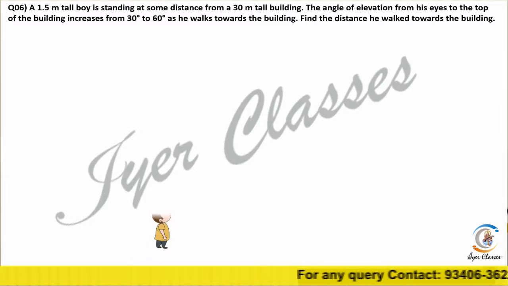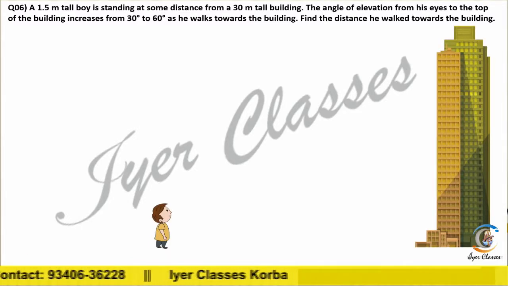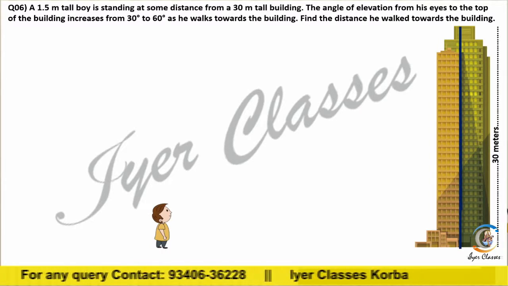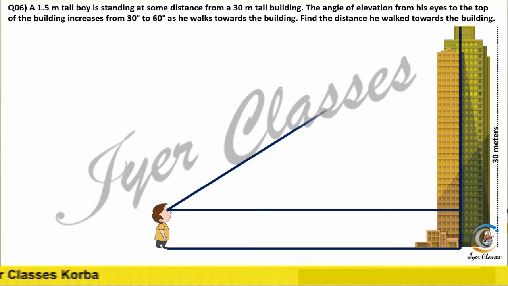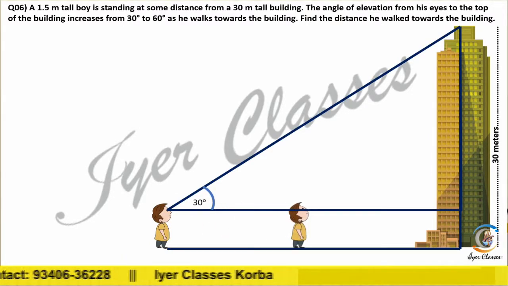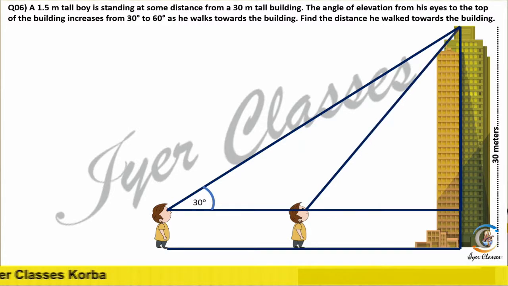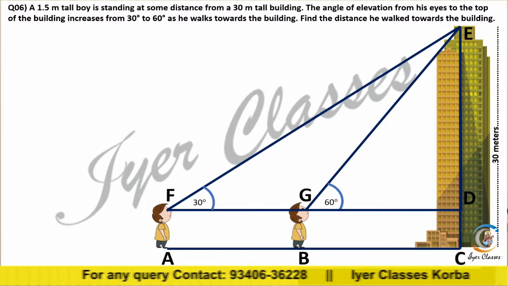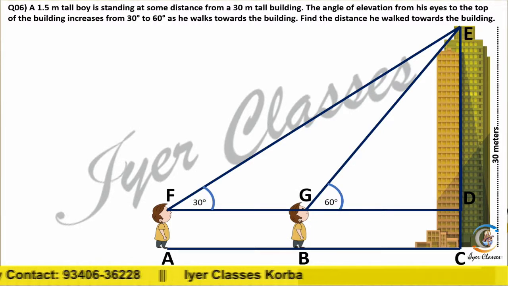You can see a boy walking towards a tall building which is 30 meters in height, and he sees the top of the building. The angle of elevation is 30 degrees initially. Then he walked towards the building, and from there he sees again the top of the building. Now the angle of elevation is equal to 60 degrees. You are supposed to find out the distance he walked towards the building.